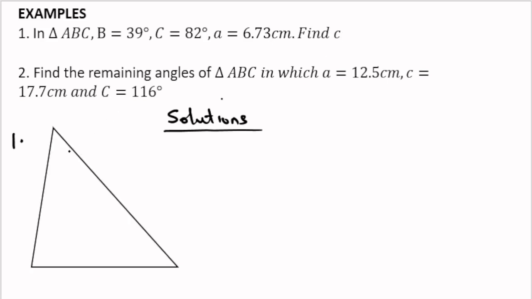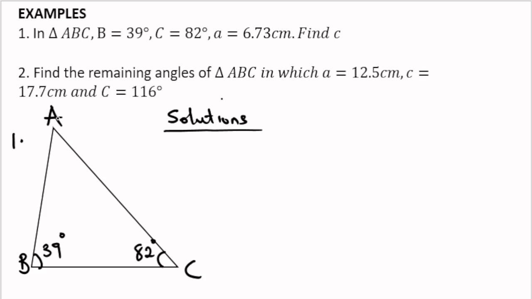After drawing the triangle, we'll label them. So it says in triangle ABC. So we could actually have A here, then we'll have B, and then C. B is equal to 39 degrees. Now this is where we have B, we have 39 degrees. C is equal to 82 degrees. This is where we have our C, 82 degrees. a is equal to 6.73.